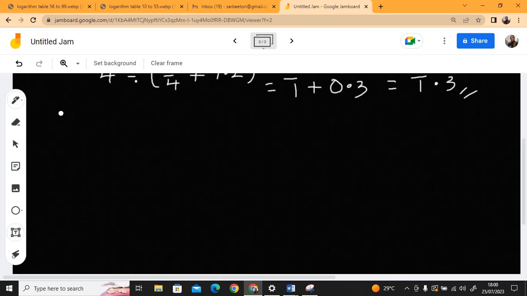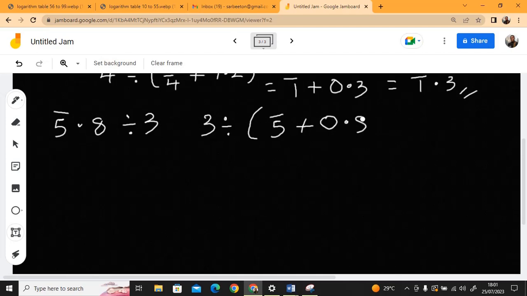Let's assume you're having something like this. Let's say you have bar 5.8 divided by 3. So how do you go about this? So the same thing I'm going to do, you put 3 outside divided by, so you open a bracket, this is going to be what? Bar 5, as I said earlier, plus 0.8. This is what you do. Now if I want to do this, I can add minus 1 here.